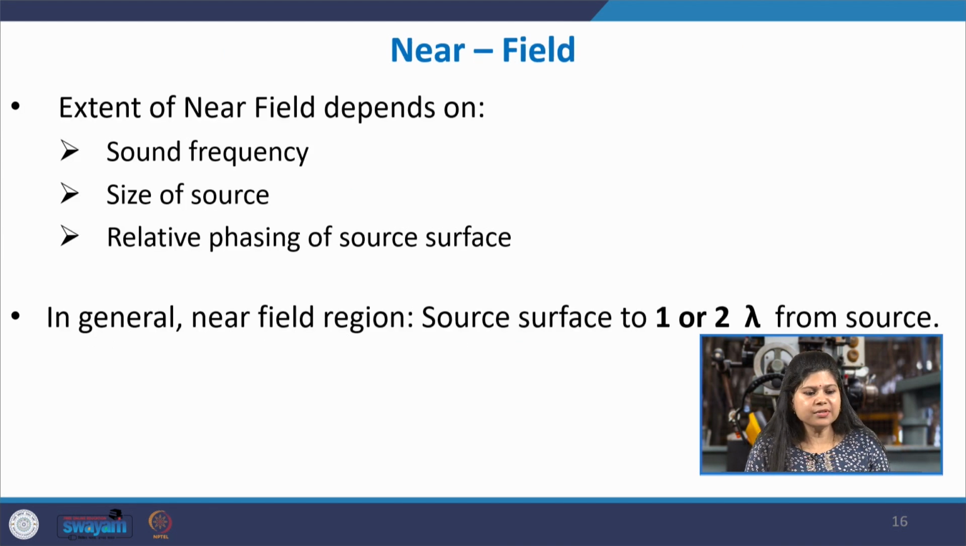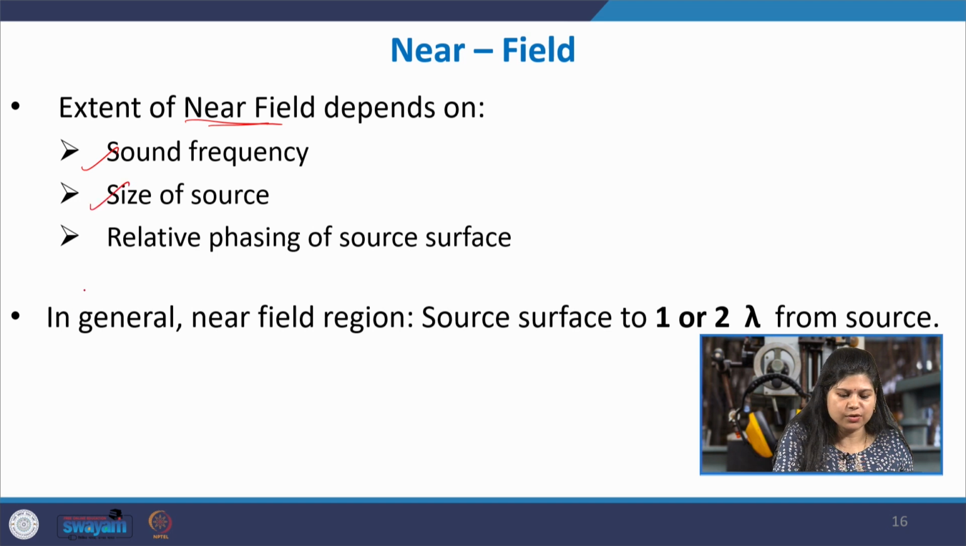So, how do you determine what is the extent, and what is the extent beyond which we have to make the measurements to get a true representation of the source? The near field depends on the source frequency, the size of the source, and the phasing. In general, the near field region for a source is somewhere between the surface of the source and up to 1 to 2 lambda from the source. So, 1 lambda to 2 lambda from the source.